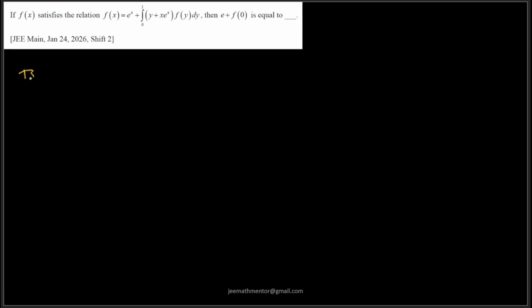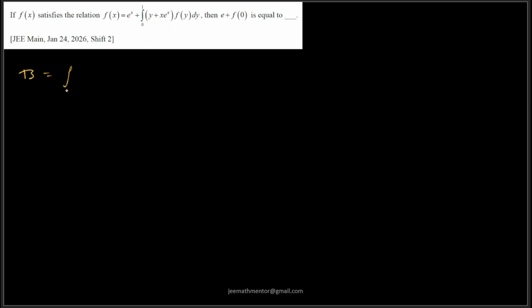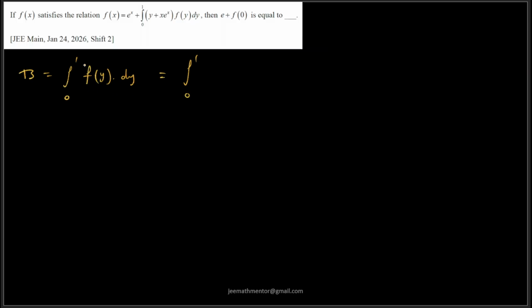We see that our b, which we defined as the integration from 0 to 1 of fy dy, would become... see, fx is e power x plus a plus x e power x times b. So fy is definitely e power y plus a plus y times e power y times b. This is what we shall be replacing fy with.